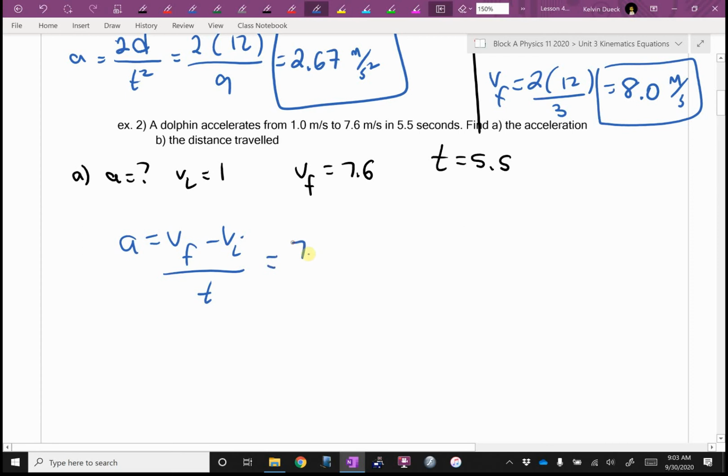It's going to be 7.6 minus 1 all over 5.5. I can do this in my head too. 7.6 minus 1, 6.6 over 5.5. Divided by 11, divided by 11. It's going to be 6 over 5. 1.2? No? Yes? Yes. Yeah. I'll go to 3 sig figs just because I can.